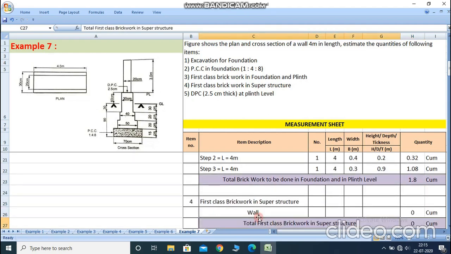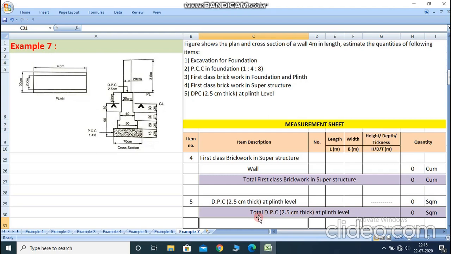Now we calculate the fourth point, first class brickwork in the superstructure. So in the superstructure from the plinth level to the top of the wall, the height is 3 meter, given in the section part, and 20 centimeter width is given. The brickwork or wall thickness is given as 20 centimeter, and the length is given as 4 meter in the plan part.